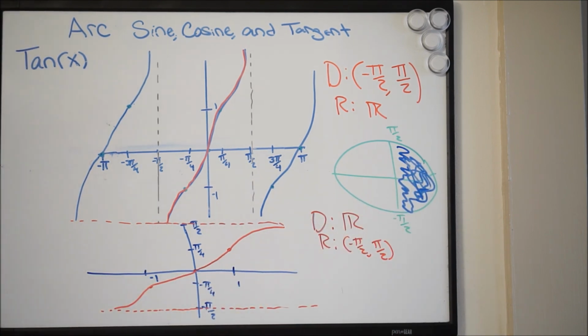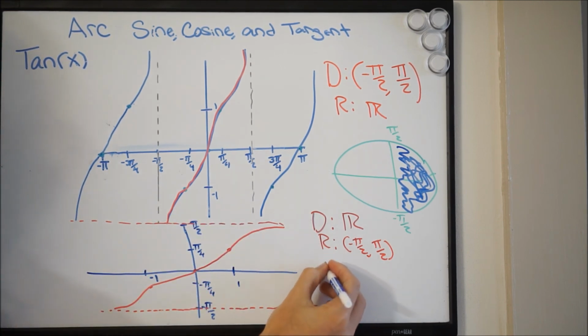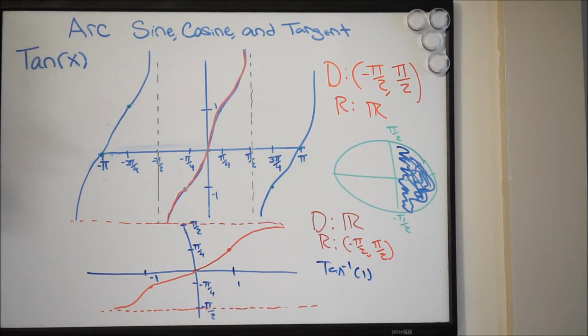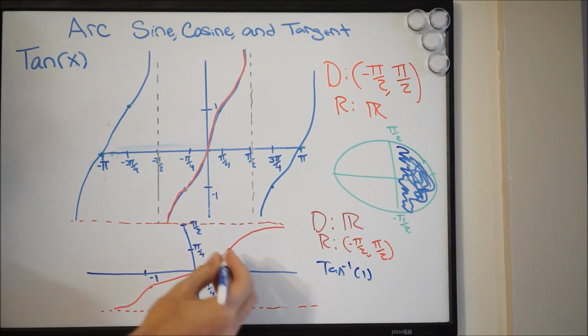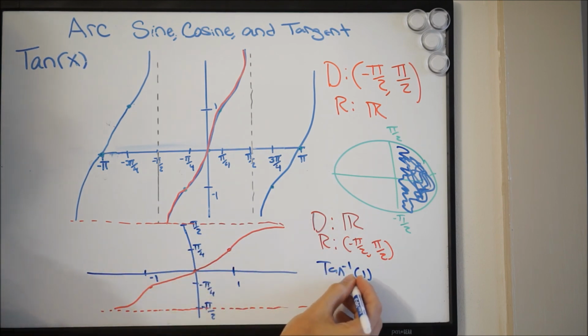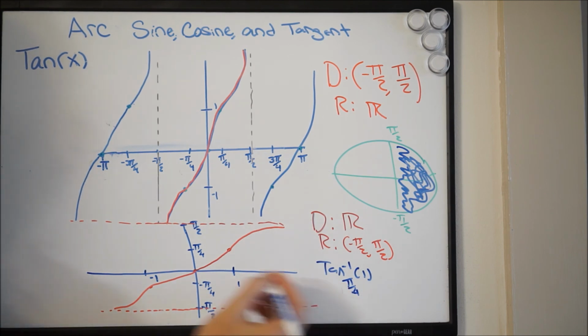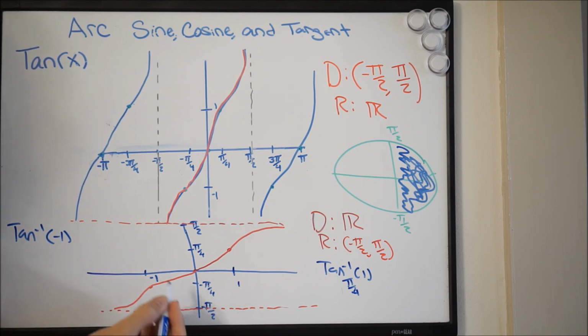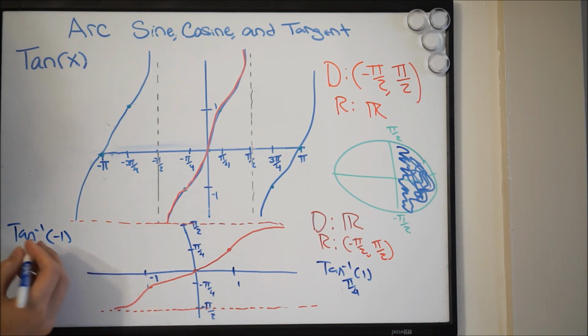So for example, if we were to take arc tangent of 1 here, what is that going to be? Well, you could go ahead and use your graph here. So at 1, it looks like we're at pi over 4. And we can go in the opposite way. We could say arc tangent of negative 1 here. Where does that put me? Well, negative pi over 4.